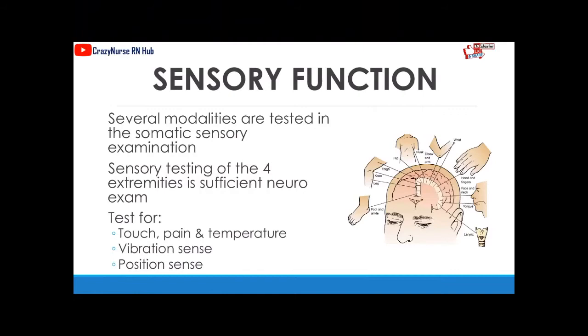For the position sense, assess position sense by placing the thumb and forefinger on either side of the patient's forefinger or great toe, and gently moving the finger up or down. Ask the patient to indicate the direction in which the digit is moved.